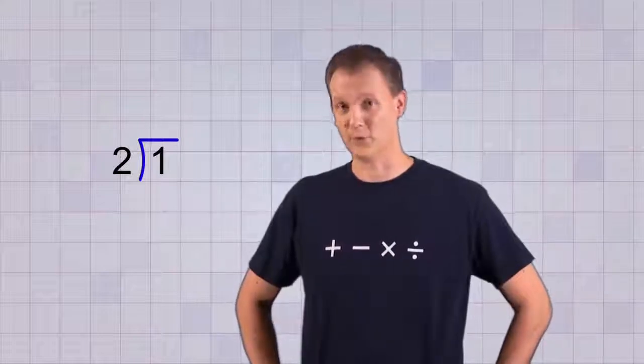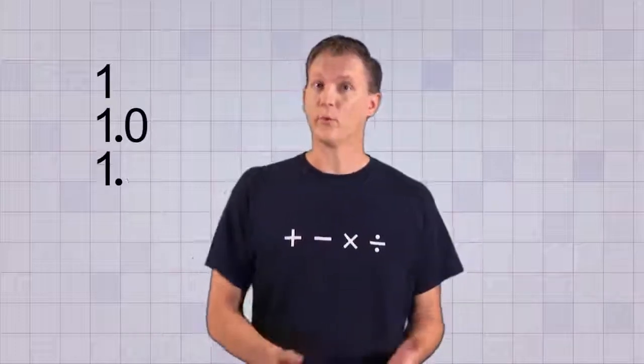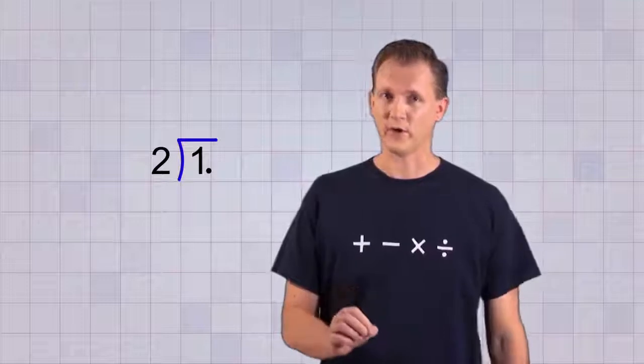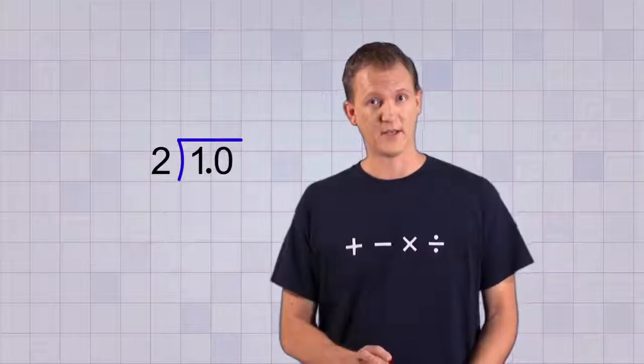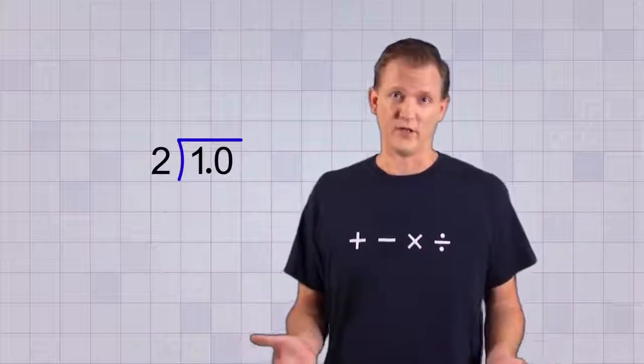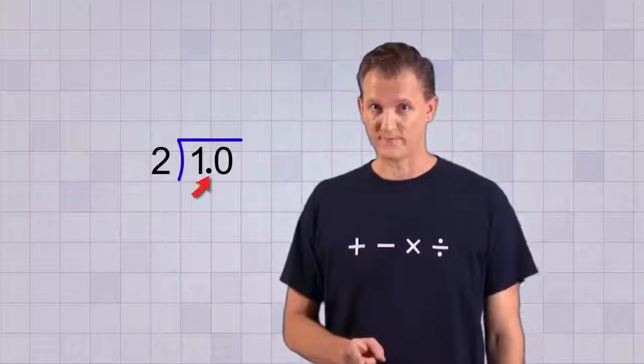And that's where the decimal point comes in. Now you remember that in the last section, we learned that 1 could be written as 1.0 or 1.00 or 1.000, and its value is still 1. Let's try doing that here and see what happens. After the 1, put a decimal point and then a 0 in the tenths place. Now our division problem looks like 10 divided by 2, and that's easy to do. The only difference is we have a decimal point.